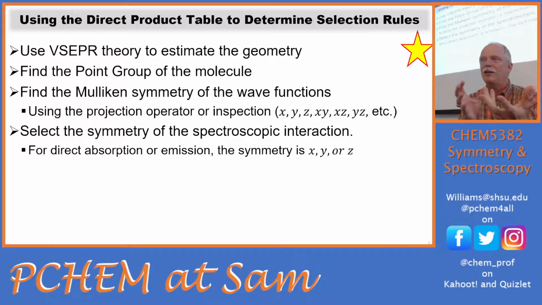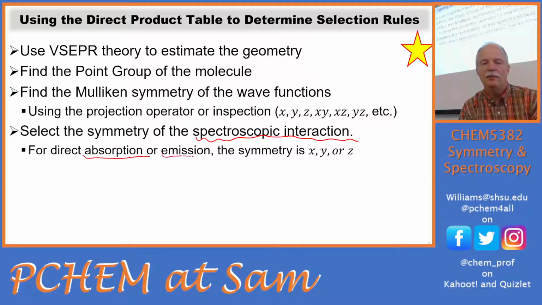So it's really not important what the directions of the atoms are. Some of them, if it's allowed, will be aligned just right for light to be absorbed along the x-axis with x-polarized light, or y-polarized light, or z-polarized light. So when we're talking about the symmetry of the spectroscopic interaction here, the X, Y, and Z are for direct absorption and emission.